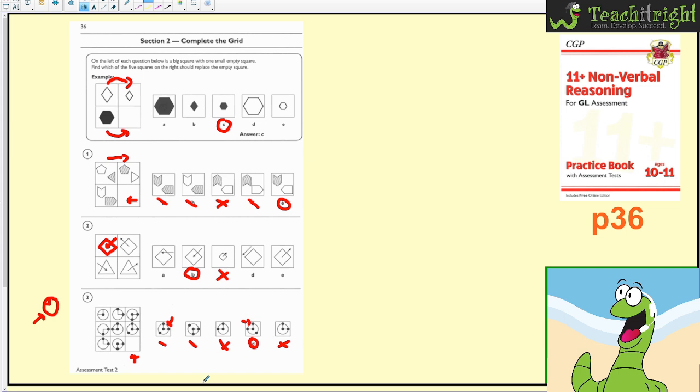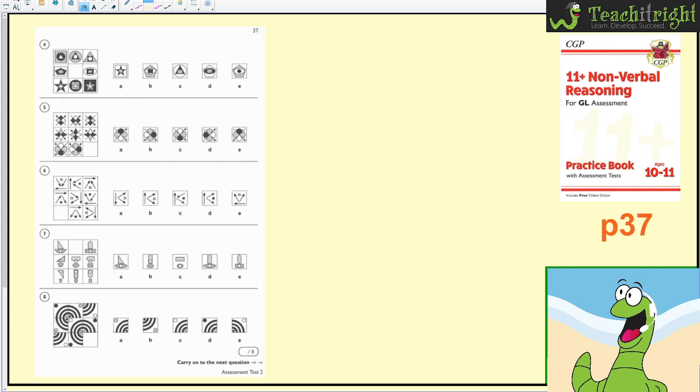So we need to have 4 dots, and the pie segment, or the quarter of the circle, needs to be in the top left, because in each of the columns it needs to adopt each of the 3 positions they've chosen. I think that's it there. On to page 37, the next page.